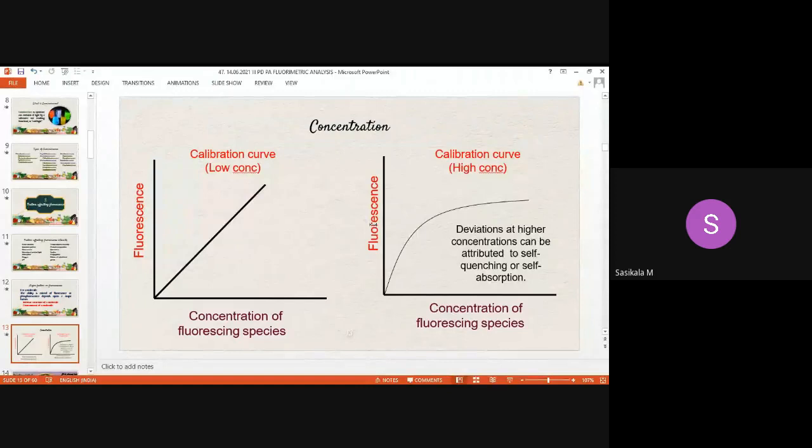So you need to remember that while going with fluorimetric analysis, concentration should be very minimum, below 10 milligram per ml. We can prepare 1 to 10 milligram per ml, but mostly below 1, we need to choose 0.1, 0.2. Likewise, the concentration should be chosen to get the linear curve, where at low concentration it will be directly proportional to the fluorescence intensity.